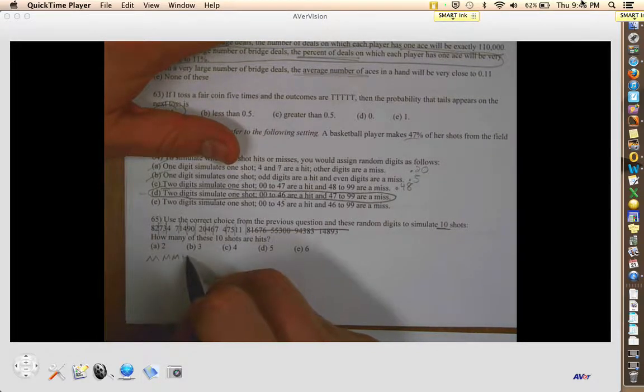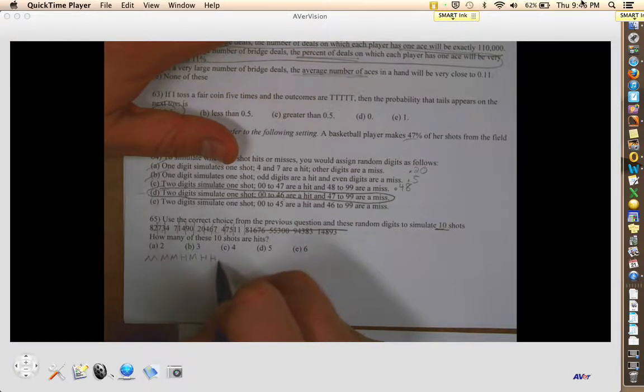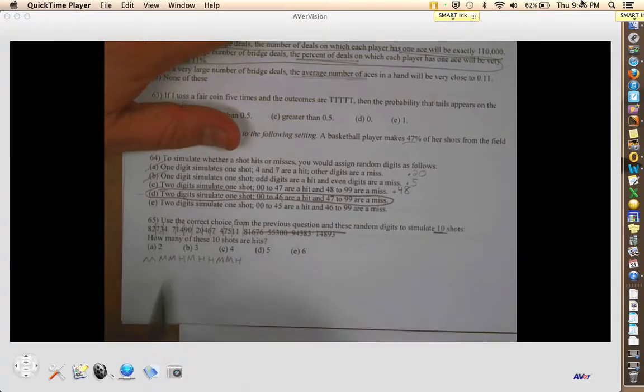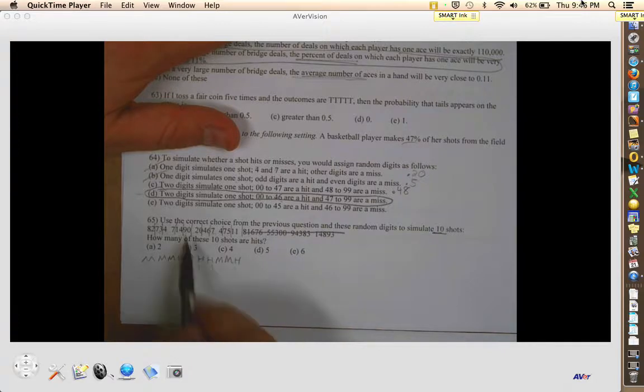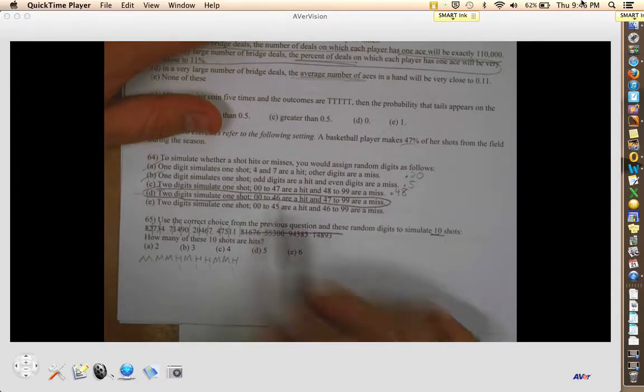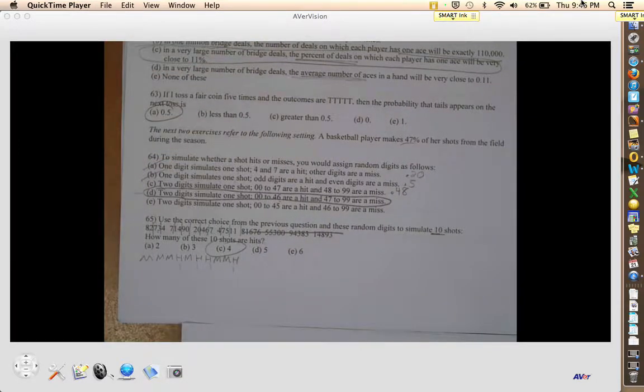14 is finally we hit a shot. 90 is a miss. 20 is a hit. 46 is a hit. 74 is a miss. 75 is a miss. And 11 is a hit. So there were only four pairs of numbers that were between 00 and 46. So we had 4 shots that we hit.